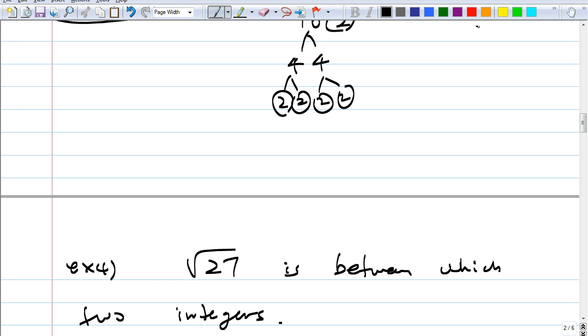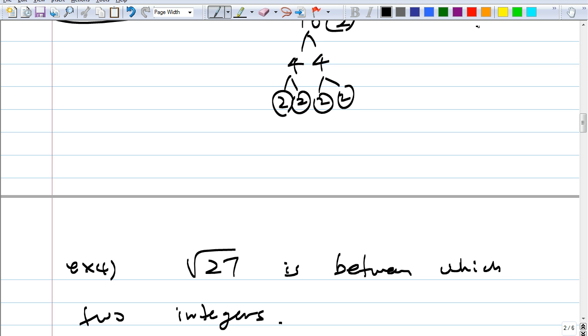Now, let's switch gears a little bit, and I'm going to ask you something like this on your homework tonight. Square root of 27 is between which two integers? Before you say the answer, square root of 27 is a real number, right? In other words, this number is on a number line, is it not? Now, where is this number located on a number line? Between which two integers? That's what it's asking, isn't it?